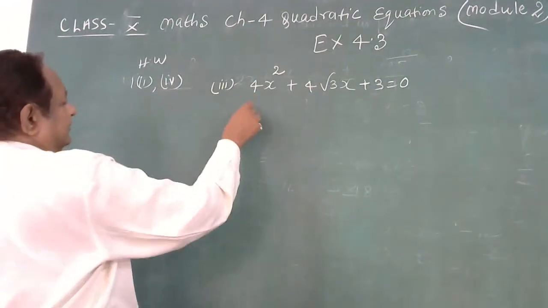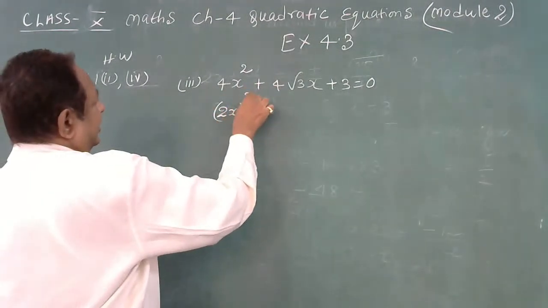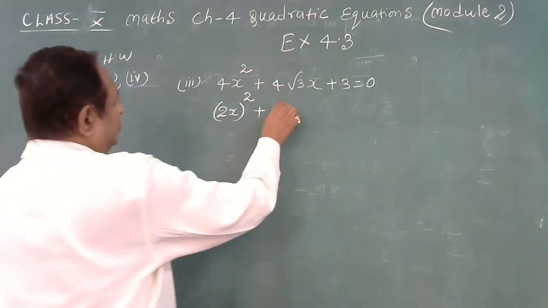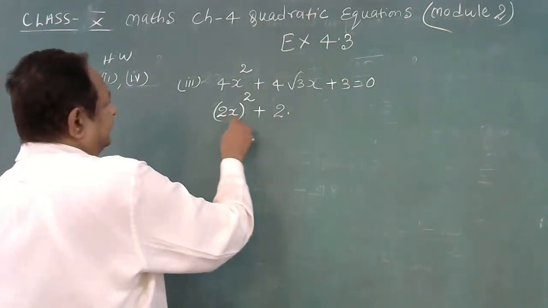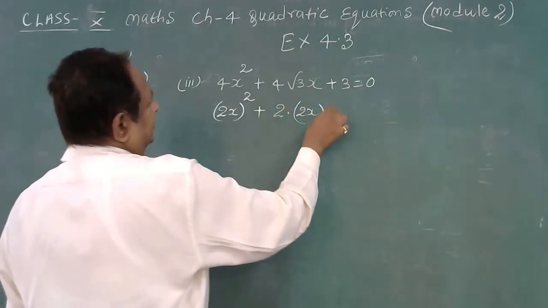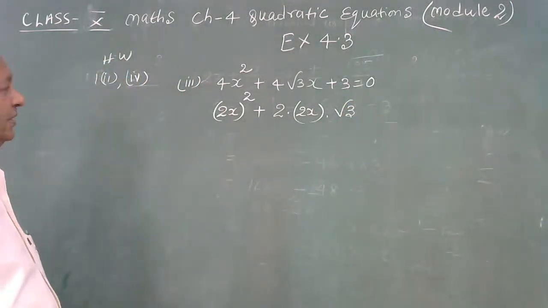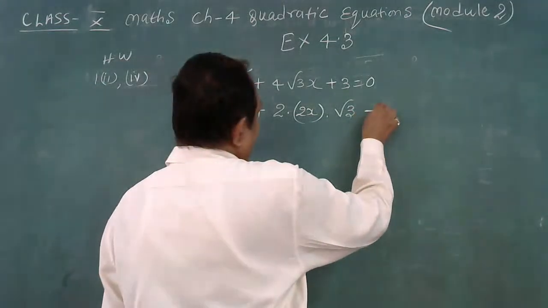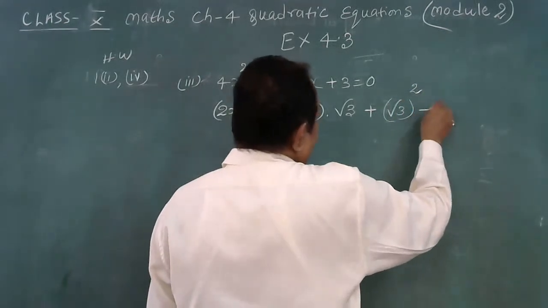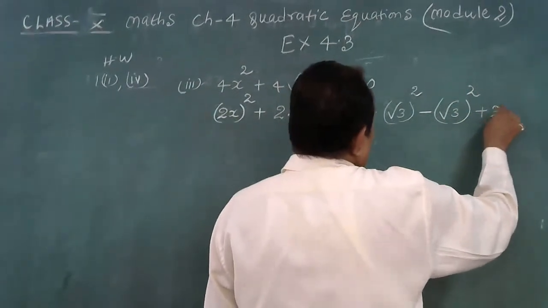So this is already a perfect square, 2x whole square. This is a square, plus 2ab, 2 into the first term, that is 2x, into the second term, that is 4x into root 3. So this is b. Now add root 3 whole square and subtract the same root 3 whole square. Plus 3 is equal to 0.